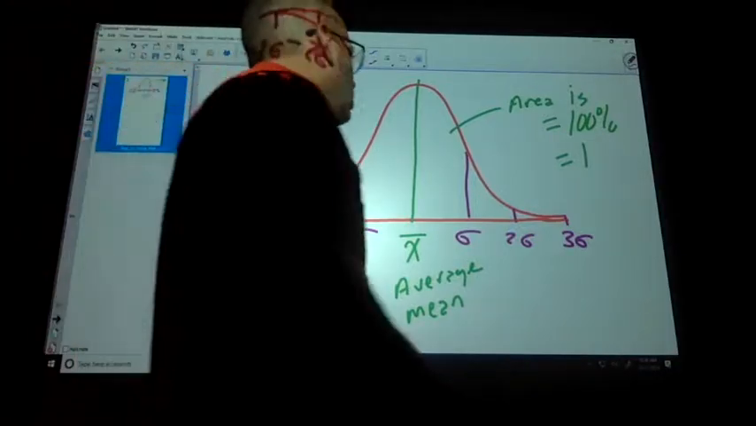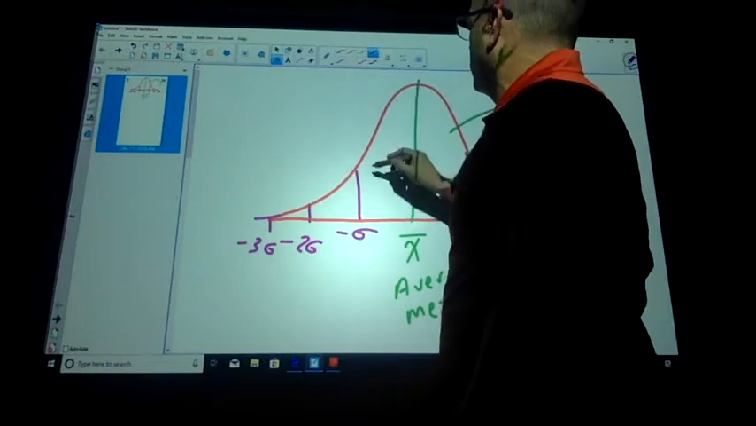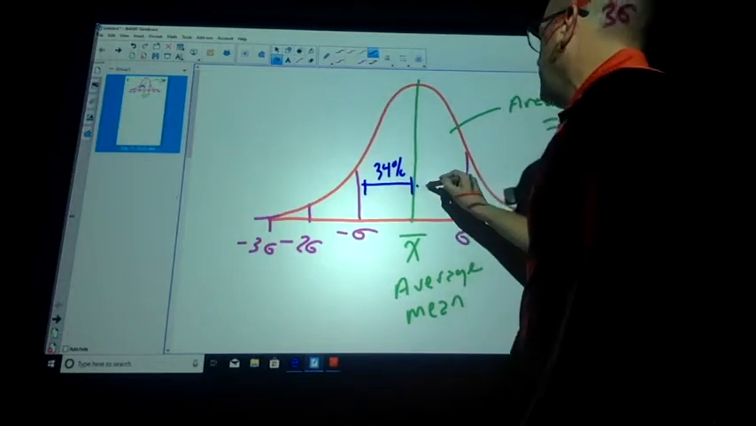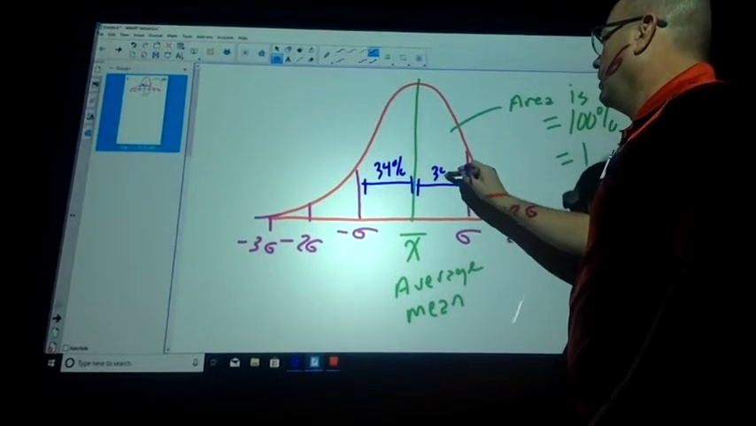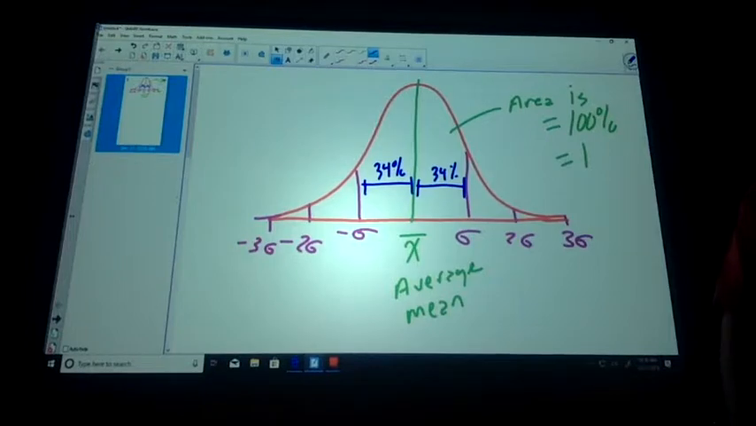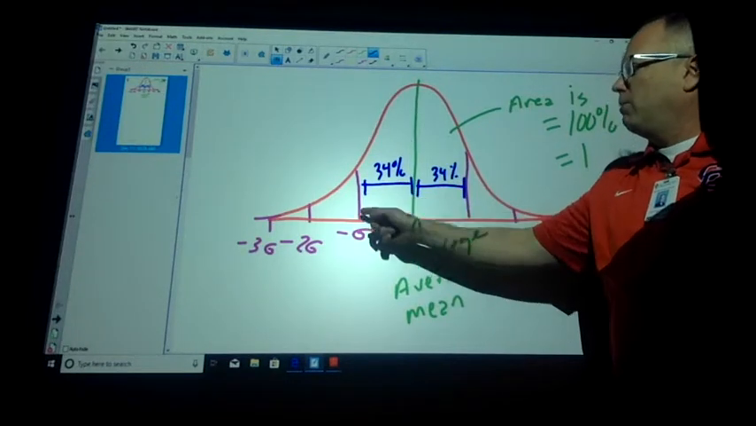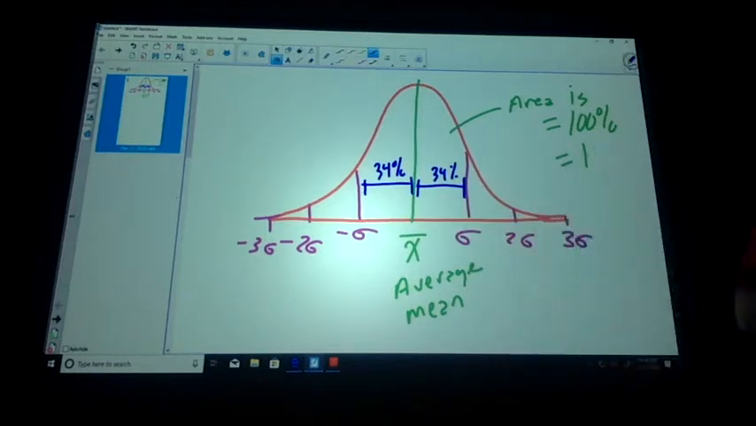Okay? So, as far as areas go, this region right here accounts for 34% of all data, and this right here accounts for 34% of the data. Okay? So if I want to go up to 1 standard deviation to the right, you're talking about 34% of the data. If you want to go 1 standard deviation to the left, you're talking about 34% of the data. Okay? So here's our average. So this middle region accounts for, do the math, 68% of your data. Okay? Does that seem okay so far?